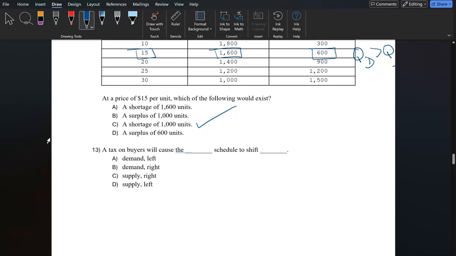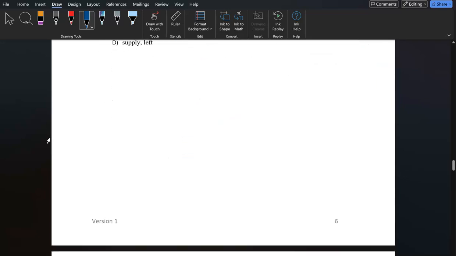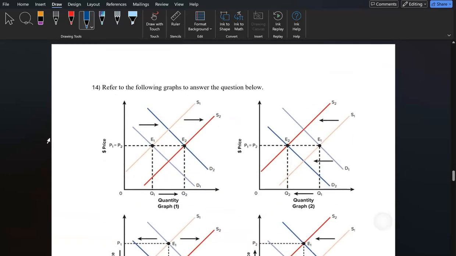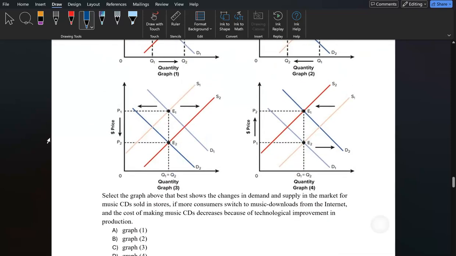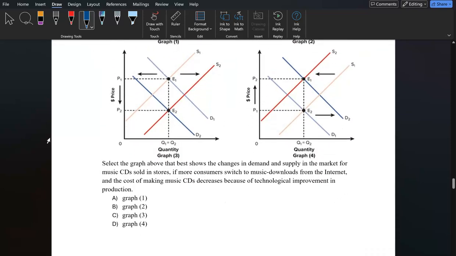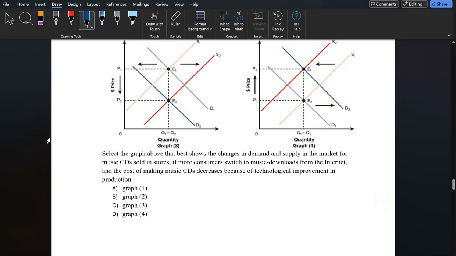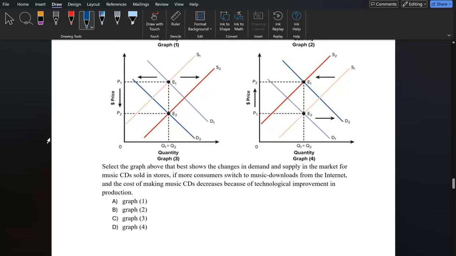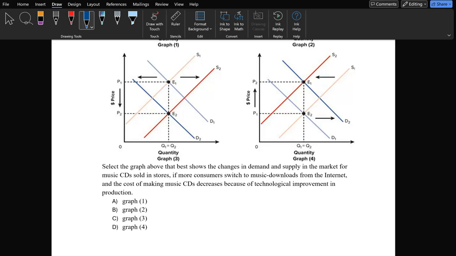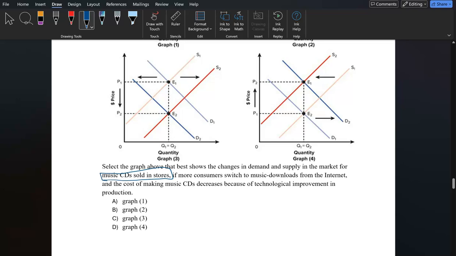Question 13. A tax on buyers. This will cause the demand curve to shift to the left. Now we have 4 graphs, 4 scenarios, and we have to answer the following question. Let's see. We are looking at simultaneous shifts of the demand and the supply curves. So the item is music CDs sold in stores.